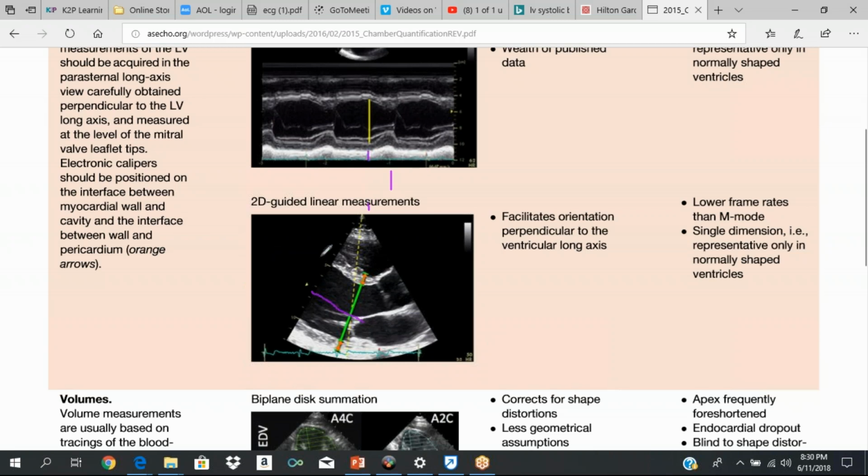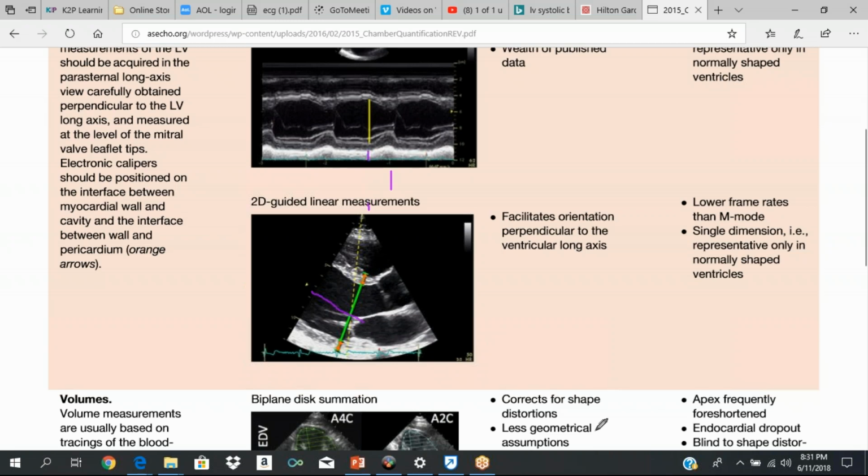Essentially, this line is perpendicular to the walls. Okay. Sorry, it is parallel. Sorry about that. It's parallel to the walls of the LV, okay? Or it is parallel to the LV cavity, but it's perpendicular to the line that you draw to measure the LV internal dimension in diastole. The tip of the mitral leaflet from the septum down to the posterior wall, perpendicular to the LV long axis, okay? And then you measure your septal thickness and your posterior wall thickness.